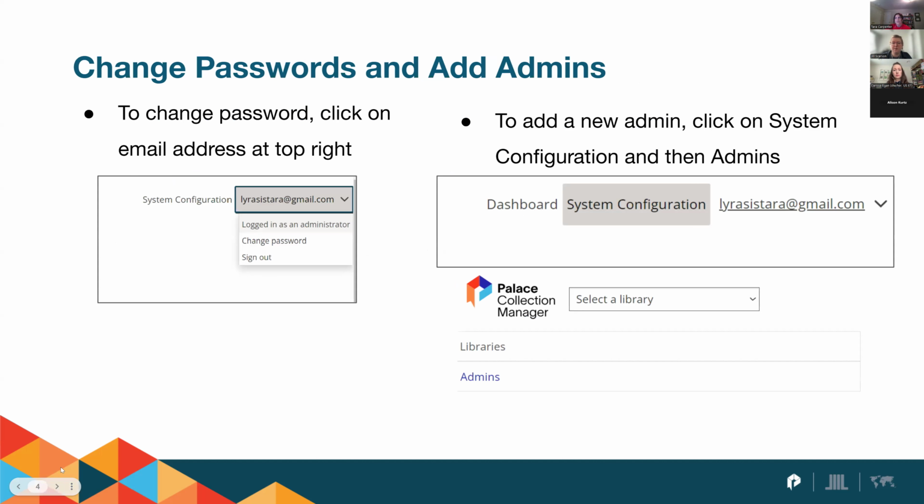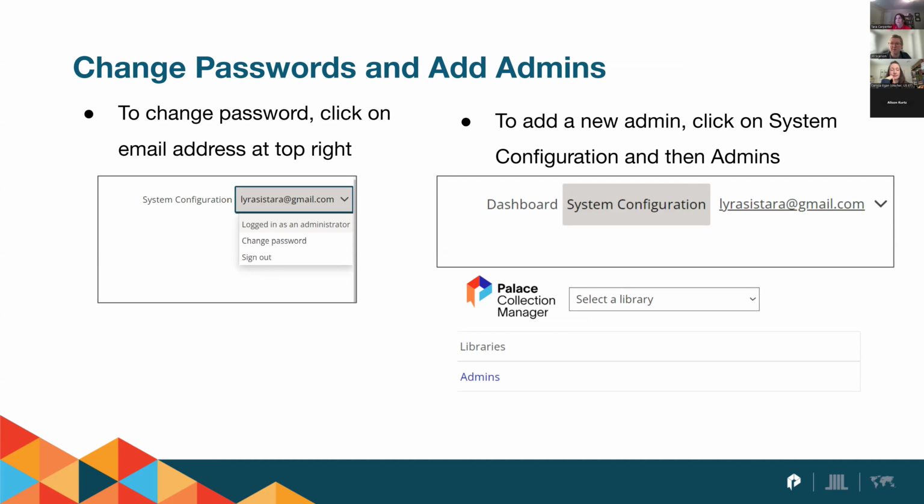So once you log in, and Carissa is going to show you the CM live here, at the top right there is an option to click on System Configuration. If you go in there, you'll be able to see all the admins for your library, and you'll be able to add admins just by clicking on the Admins tab and entering the person's email and password. So you can self-serve that, or we can help you with it. But just to simplify the process, you're able to do that yourself.